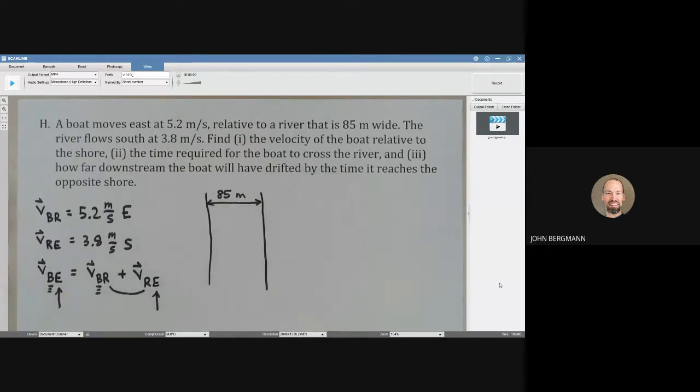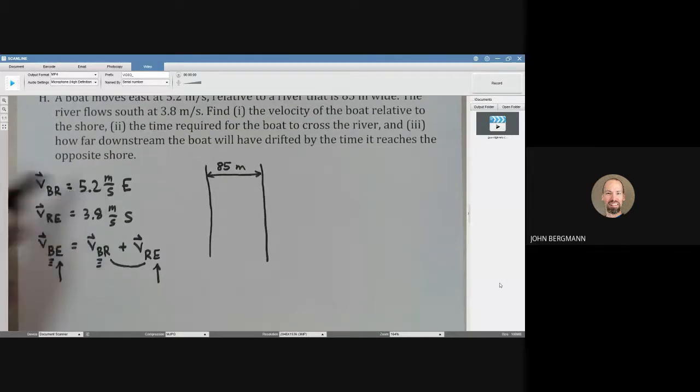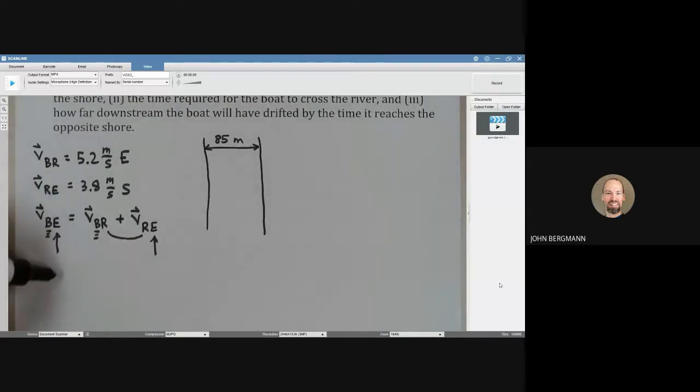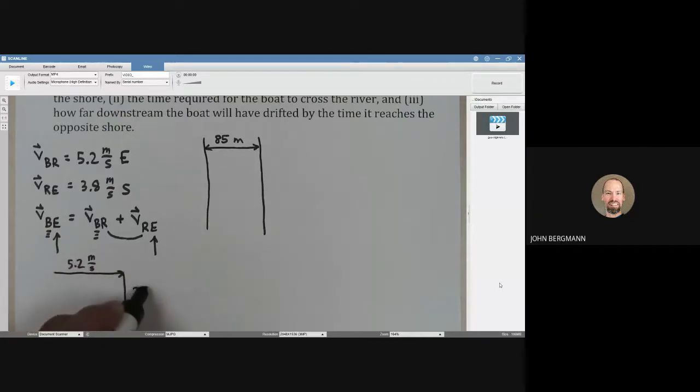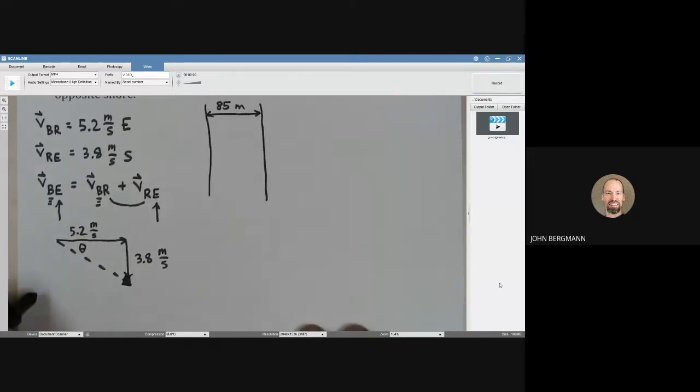Part one, let's find the velocity of the boat relative to the shore. 5.2 meters per second east, 3.8 meters per second south. So let's sketch those vectors out. East would be that way, 5.2 meters per second. South would be that way. This is only 3.8, so I'm drawing it a little bit shorter. And so the velocity of the boat relative to the earth is going to be that vector right there. And once again, we're going to need an angle right there. Using the Pythagorean theorem, we're going to get 6.4 meters per second.